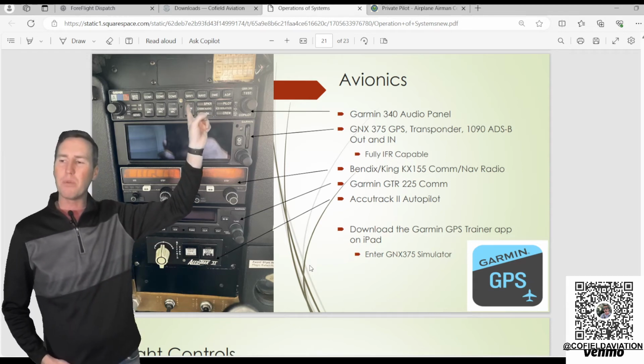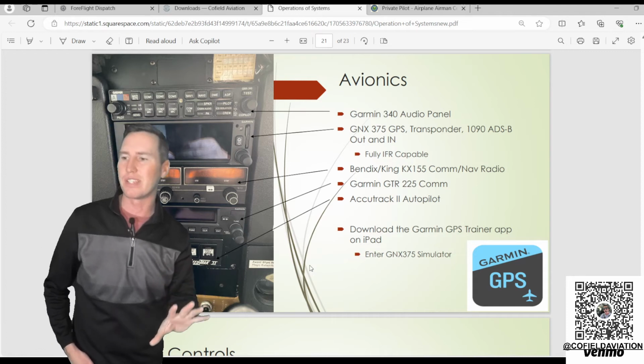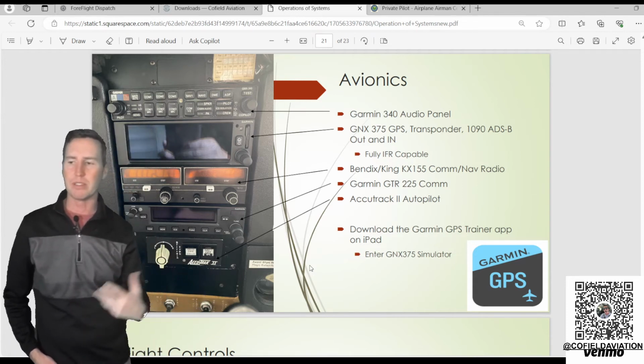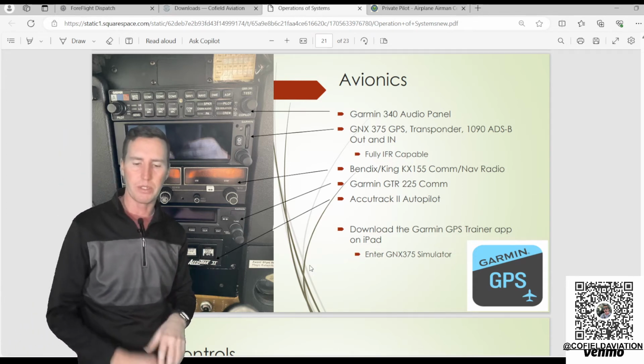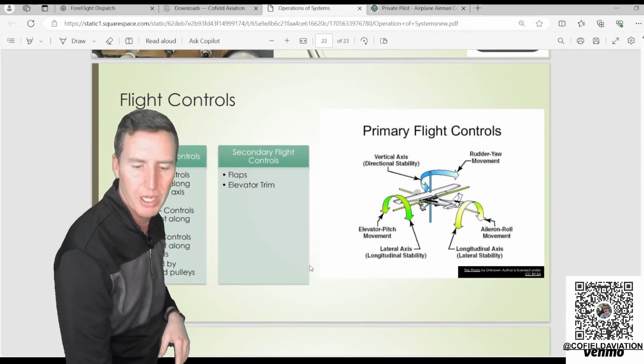Again, I haven't updated the picture, but essentially it runs the same, except we have the ability to Bluetooth our music and stuff like that to it. All right, let's talk about flight controls here really quick.